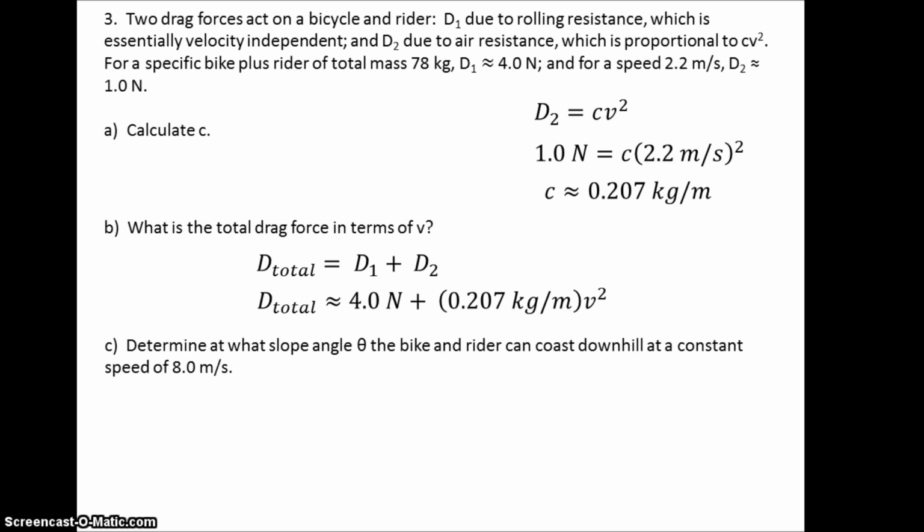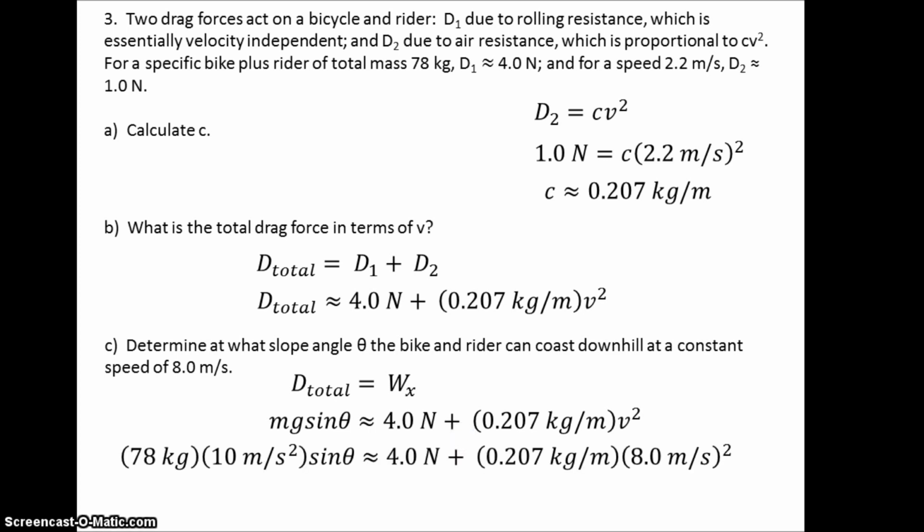Determine at what slope angle, theta, the bike and rider can coast downhill at a constant speed of 8 meters per second. Well, D total has to be equal to the x component of the weight in that case. So mg sine theta is approximately equal to 4 newtons plus 0.207 kilograms per meter times v squared. Plug in all the stuff and solve for theta, and we get approximately 1.3 degrees.